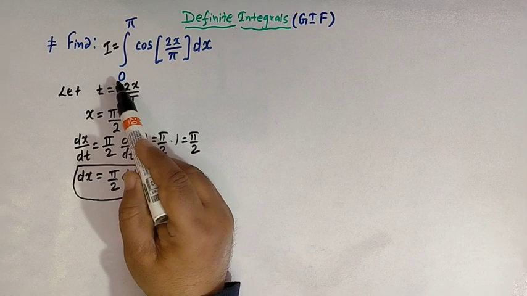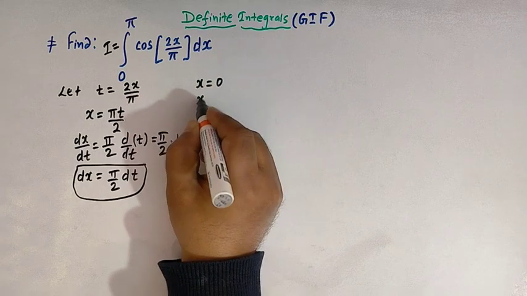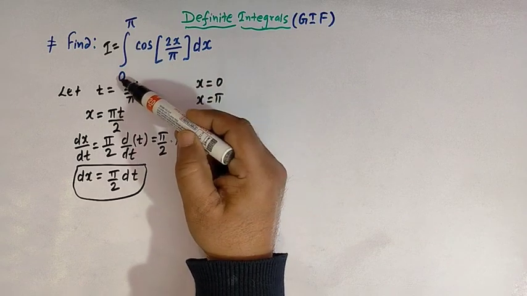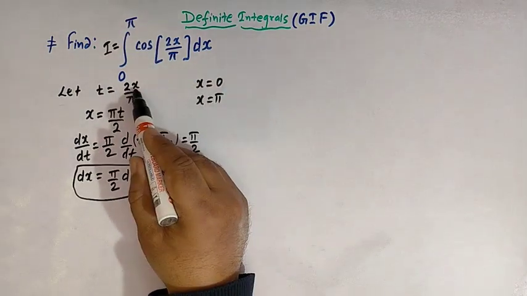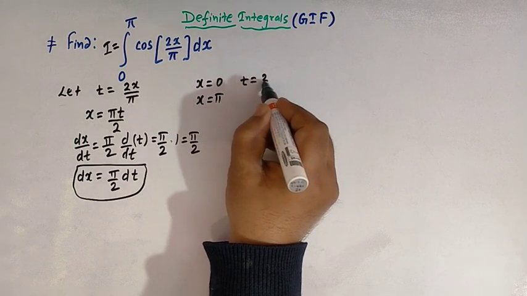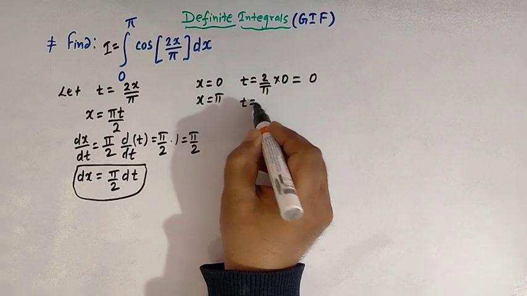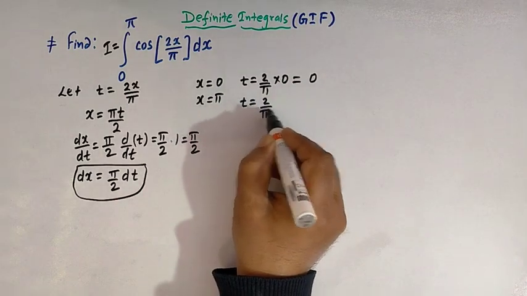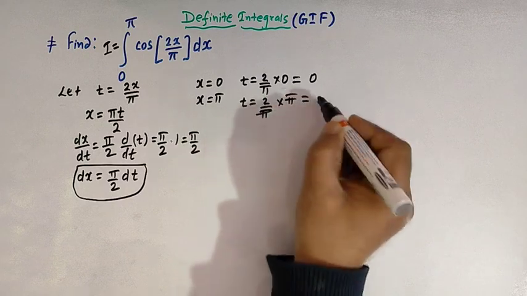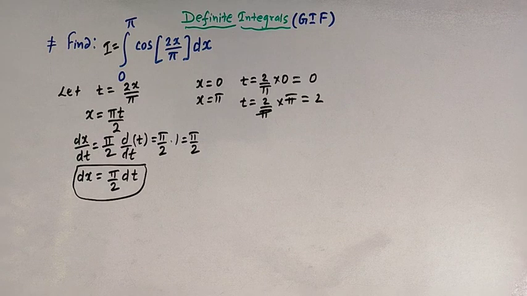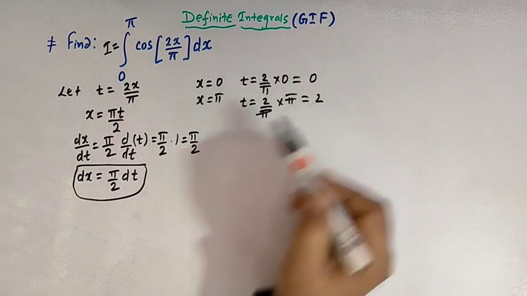Now see here, the limits vary from x is equal to 0 to x is equal to pi, right? So here x is equal to 0, here x is equal to pi. Now see, when x is equal to 0, the value of t is 2 by pi times 0, that is equal to 0, and here t is 2 over pi times pi. So pi gets cancelled, so we are left with 2, right? So now when x varies from 0 to pi, t varies from 0 to 2.